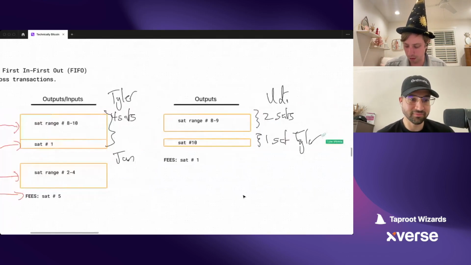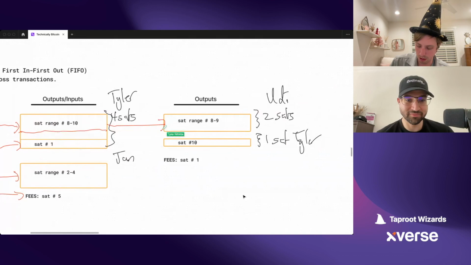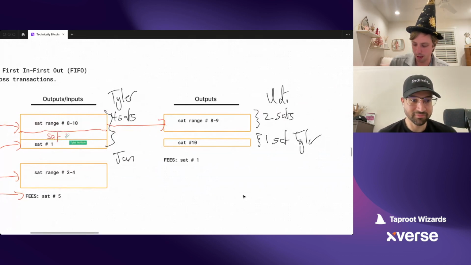If we do the first in, first out methodology again, what are we going to do? Well, we're going to go to sat range 8 through 10, and we're going to hack off the top 2 of those, and then send those to the first output. So now we've sent 2 sats off to Udi's output. We're going to take the last one in here, which is going to be sat number 10, and that's going to get paid back to me. And then finally, this last one, sat number 1, is going off to miners.